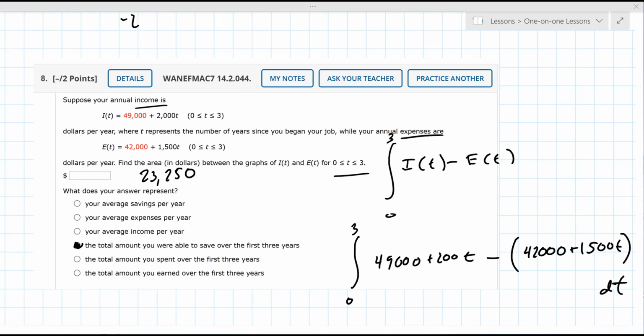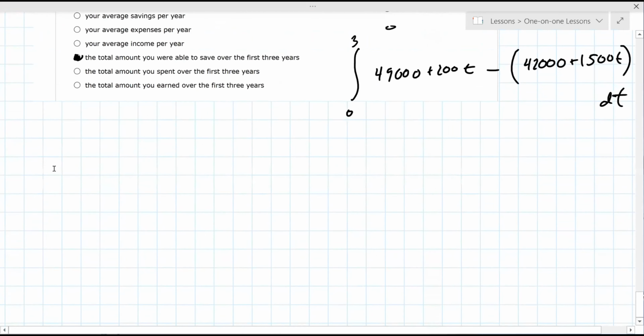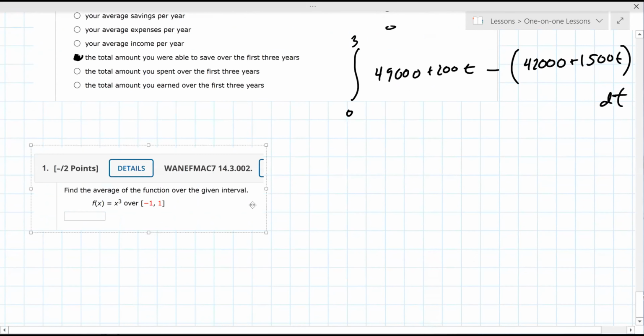All right. So I have to snip this in two parts: the average value and then the graph. The graph's actually pretty straightforward to do. Okay, so find the average value of the function over the given interval.